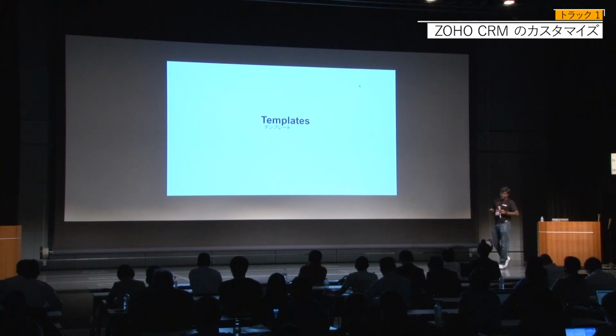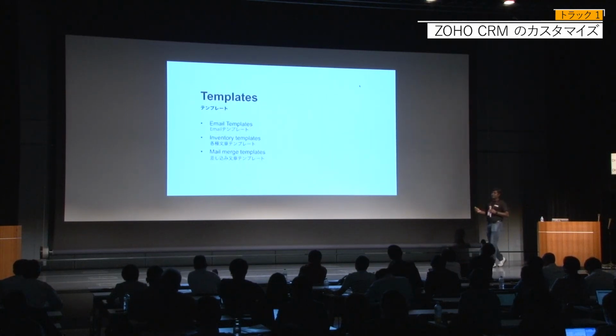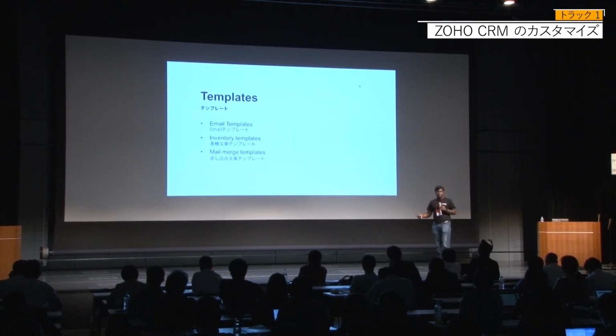Now once you've sorted your leads, it's time for you to follow up with them. So the next step will be to create templates and send out the templates. There are 3 types of templates in Zoho CRM. One is an email template. So you can create an email template that you want to send out to your leads or your contacts or the various opportunities that you're working on.